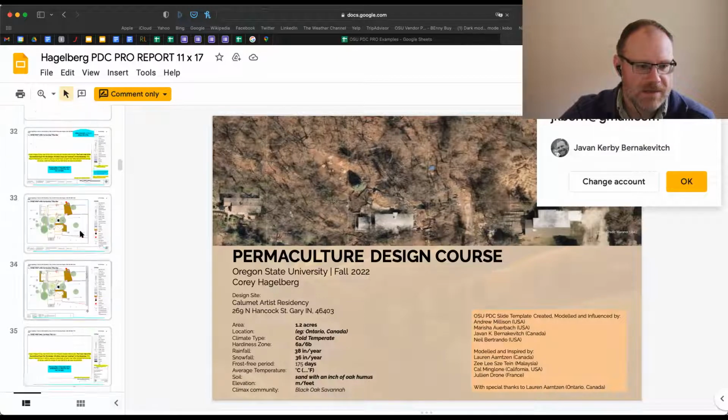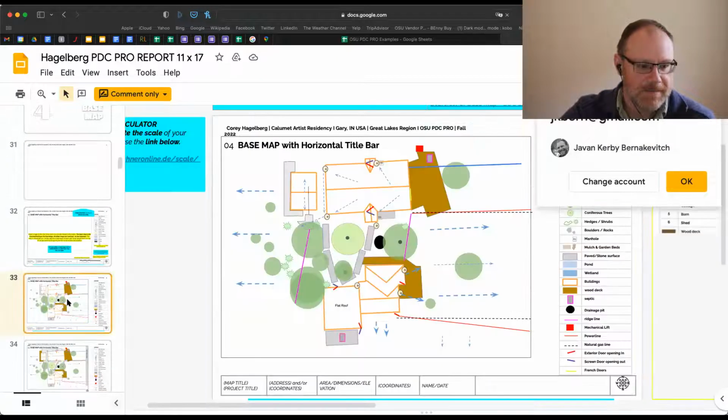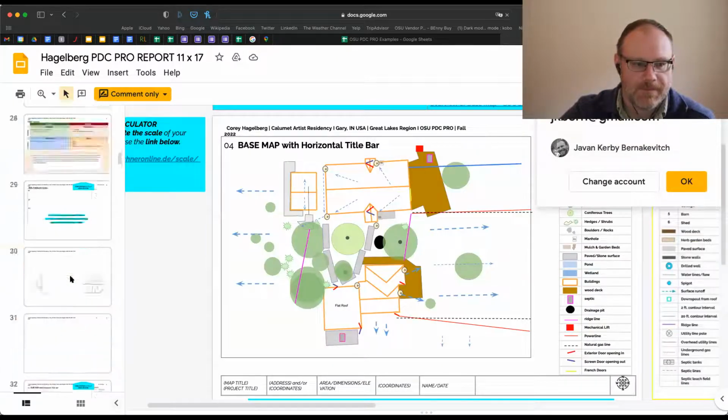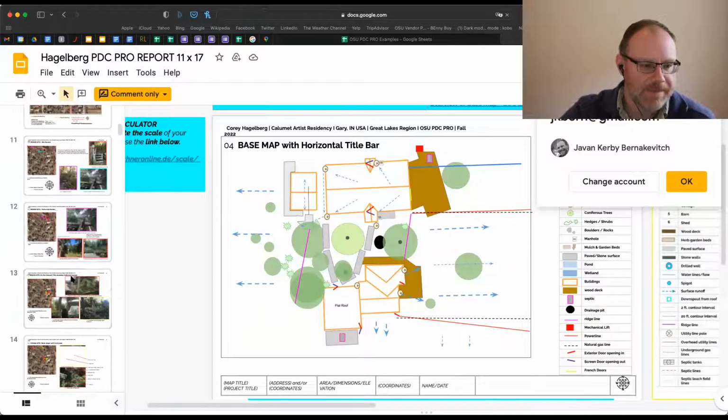Let's see if he's got some information on the base map. Yeah, looks like he's got a bit. It's coming along. Okay, let's go back to the site.